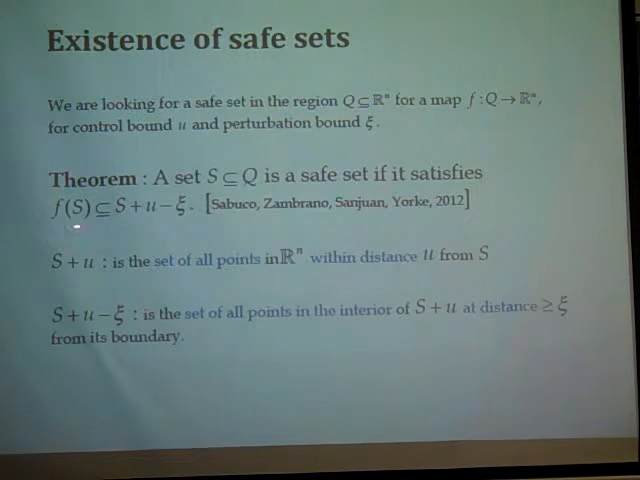So this equation that you see, this is precisely what we were seeing in the previous diagram. A subset is a safe set if it satisfies this relation. So plus U means thickening by U, minus C means thickening and then retracting the boundary by C. And so this is a defining equation for a safe set.